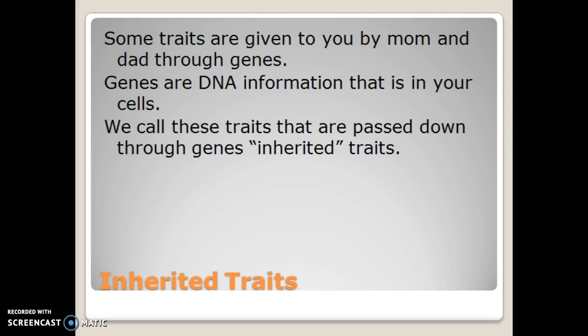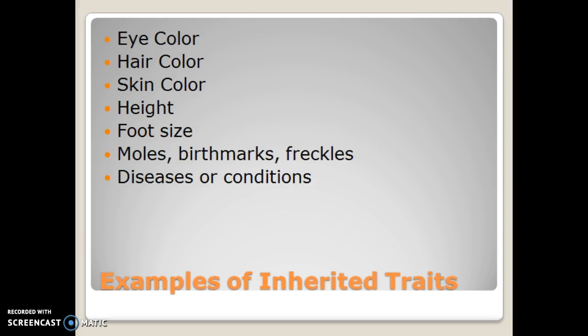These genes are DNA information that is inside of your cells. Inside of those, there are special traits that are passed down through the genes, called inherited traits. So these are things that come from mom and dad. What are some examples of these?